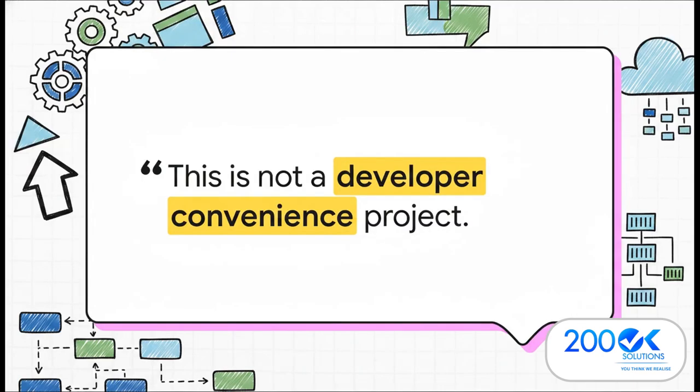Which leads perfectly to this absolute mic drop perspective from 200 OK Solutions, a team that literally designs and implements these platforms. They say, this is not a developer convenience project. It is an intelligent business transformation initiative, standardizing how your engineering organization scales, ships, and operates software. I love that. It completely reframes the IDP from just some nice-to-have engineering toy into a critical, strategic business asset.